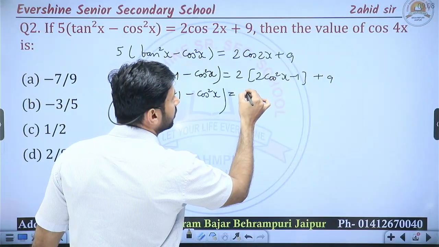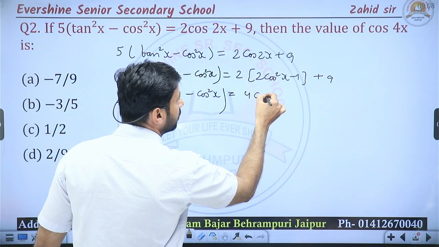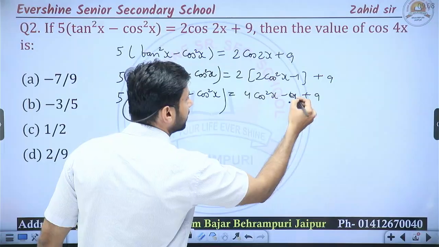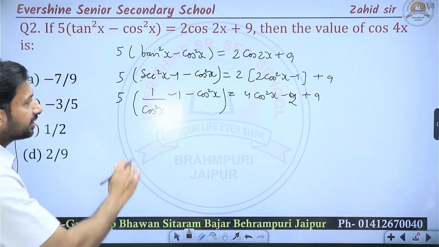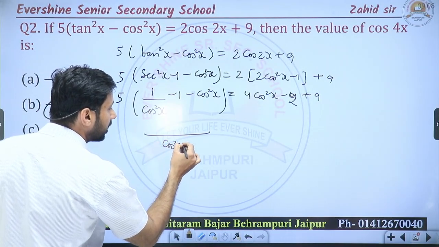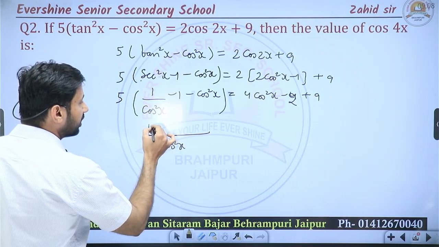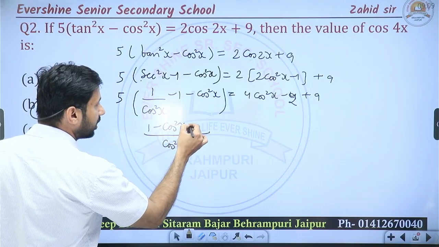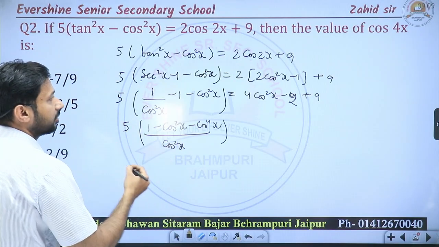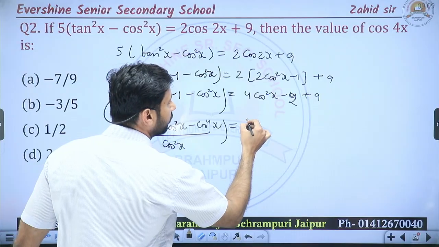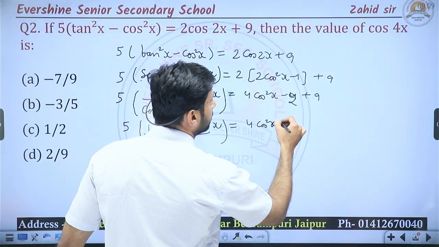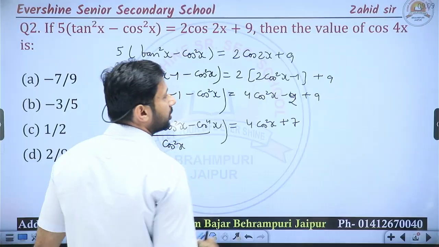Now this is 4 cos square x minus 4 plus 9. Sorry, minus 2 plus 9. Okay. Now I can take the LCM and simplify it. So the LCM will be cos square x. Okay. So it will be 1 minus cos square x minus cos raised to the power 4x, and it is equal to 4 cos square x plus 7. 9 minus 2 will be 7.